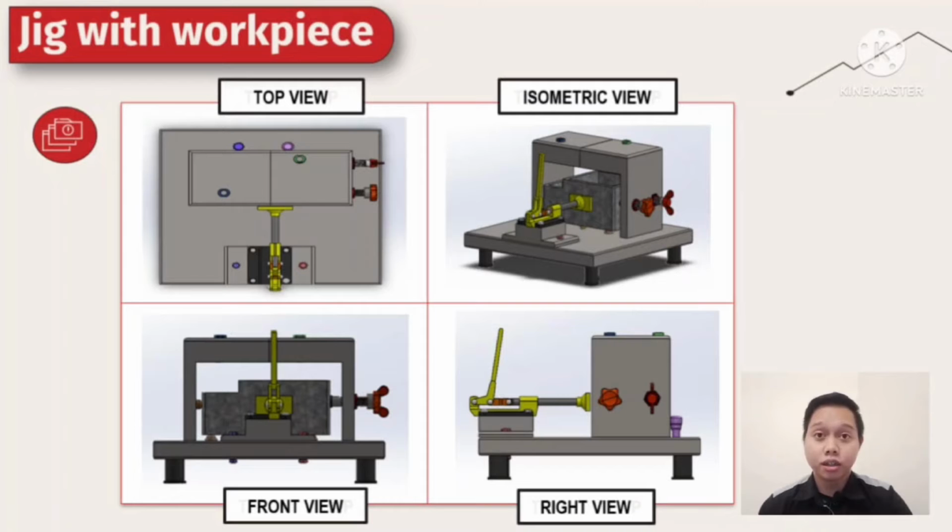The first picture represents the top view for our final assembly project. Second is the isometric view. Third, the front view, and the last one is the right view. Thank you.